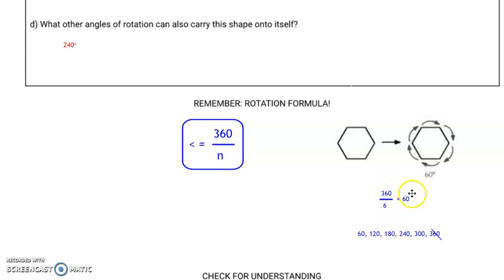If I rotated another 60 degrees, it'll still overlap itself. Another 60 degrees, it'll still overlap itself. That's where all of these angles come from: 60, 120, 180, and so on. All of these are just 60 plus 60 plus 60 plus 60 plus 60. And again, we cross off 360 because we don't use that.